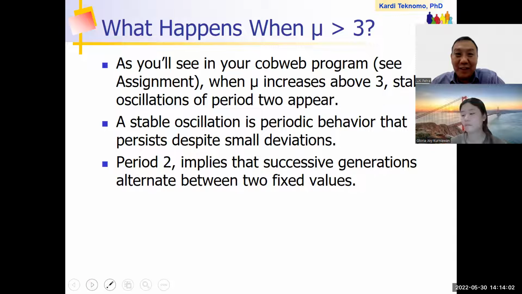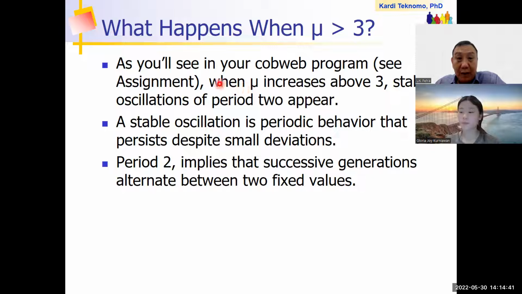So the next question is this: what happens when you have mu larger than 3? I was supposed to give you an assignment to create a program, either in Excel or otherwise, to do cobweb, because this is very important. With this, you can solve your test later. Without the cobweb, if I give you the equation in the test, you will not be able to solve it, because of course I will give different numbers from the slide.